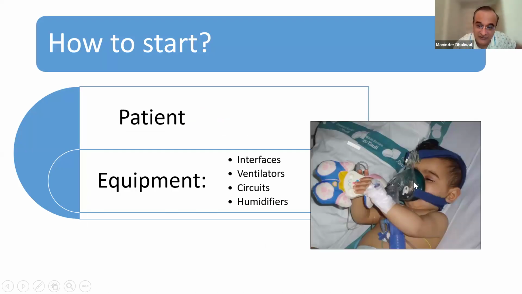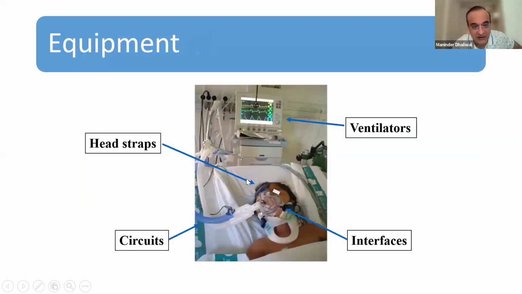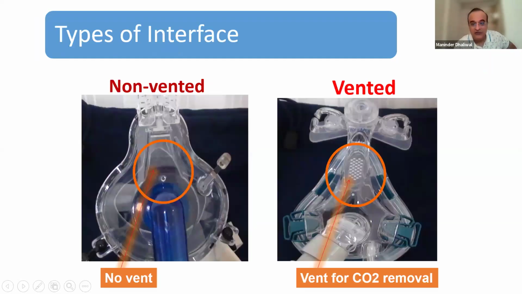So there are circuits and there are interfaces, and then there's a humidifier. And with this BiPAP, there are head straps so as to stabilize these interfaces. And the circuits can be humidified, or you can use an HMEF, a heat moisture exchanger, over here. So this is what I was telling.